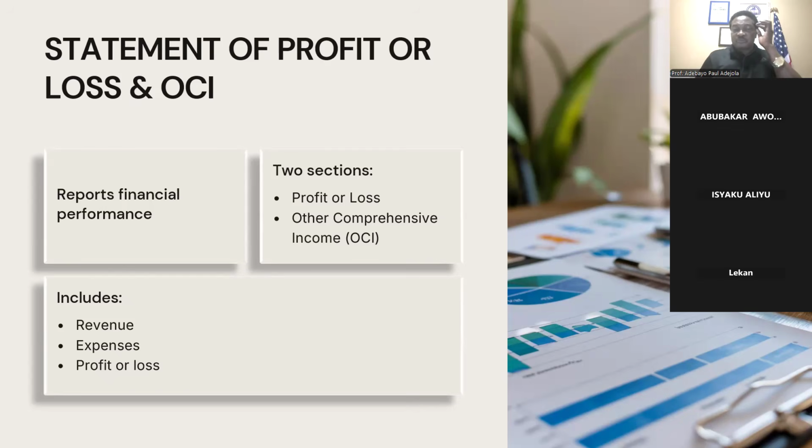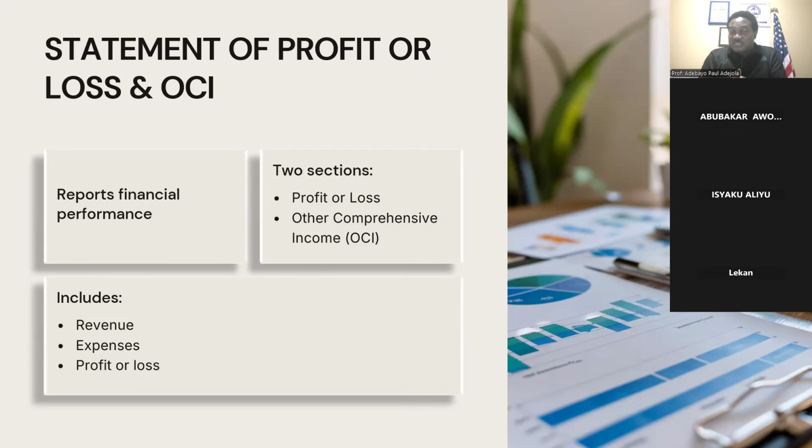statement approach. But if you want to do the two statement approach, what I will do, as soon as I arrive at profit for the period, I will close my account. I will now go and start a new account. I will call it other comprehensive income. Statement of other comprehensive income or comprehensive income statement.